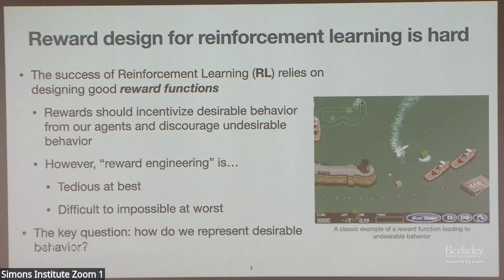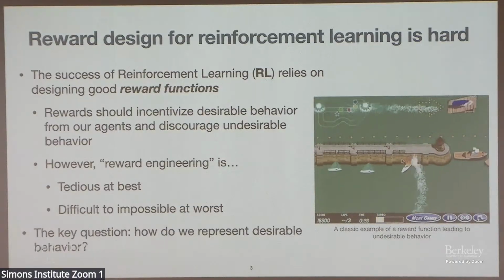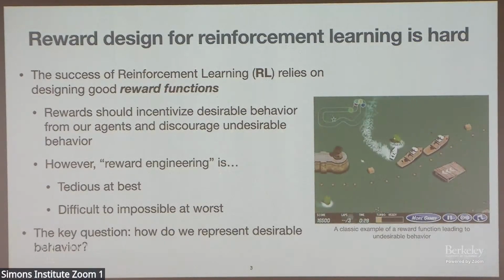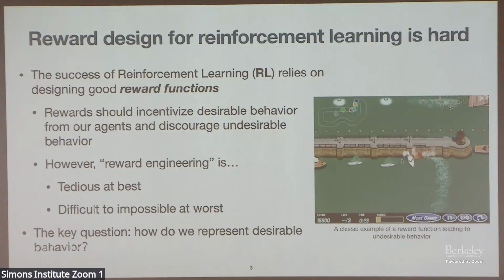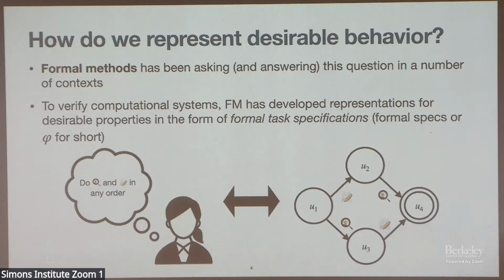And the key question that we ask is, how do I represent desirable behavior? Now, there's a group of folks here who have a background in formal methods. And the field of formal methods has been asking and answering this question: how do we represent desirable behavior in a number of contexts? Formal methods is the practice of how do we specify something I want and verify or synthesize a system that either does achieve that behavior or doesn't achieve that behavior.